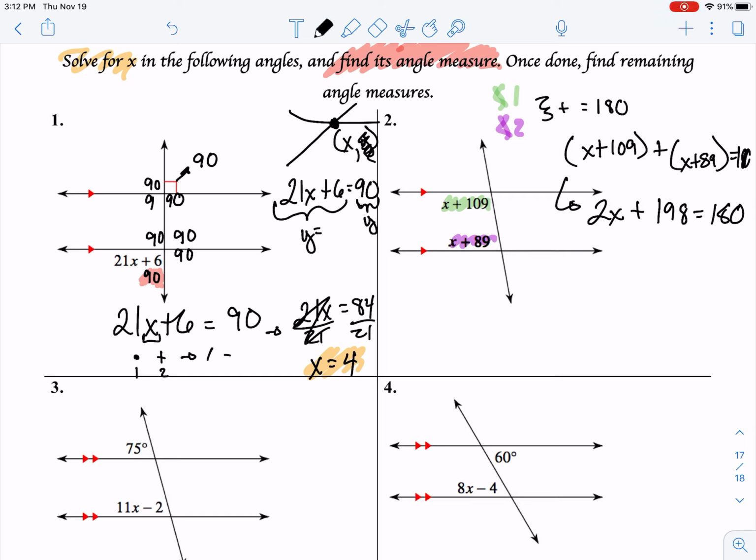2x plus 198 equals 180. And again, the only reason I'm doing this is because I'm trying to do it quicker, and I sometimes can do it quicker than putting it in Desmos, but I would use Desmos as a way to hopefully get the answer right more times than not. So 2x equals negative 18, divide both sides by 2, x equals negative 9. So does this work? If x is negative 9, then this is 100. If x is negative 9, then this is 80. So 100 plus 80 is in fact 180, so I believe that's correct.